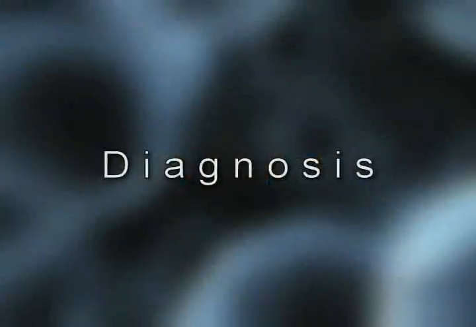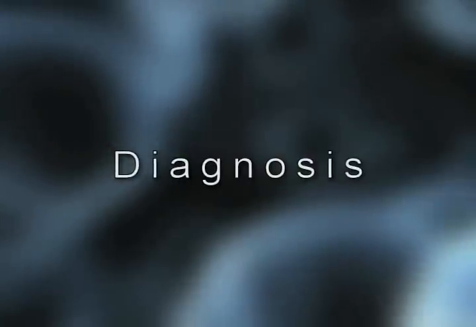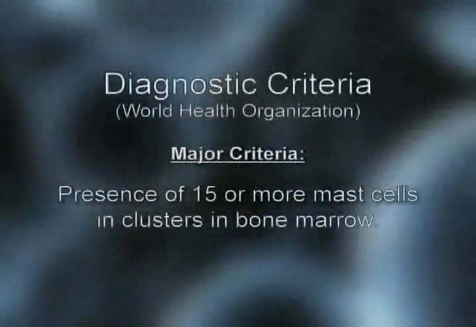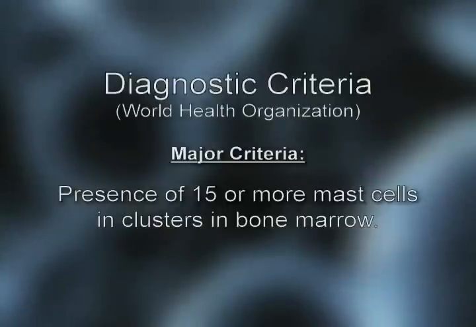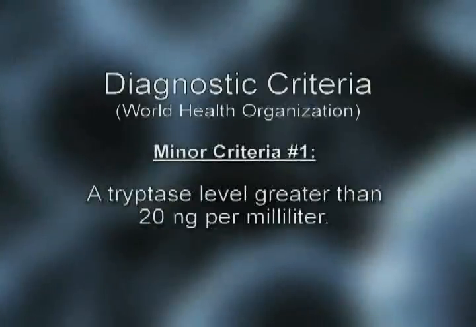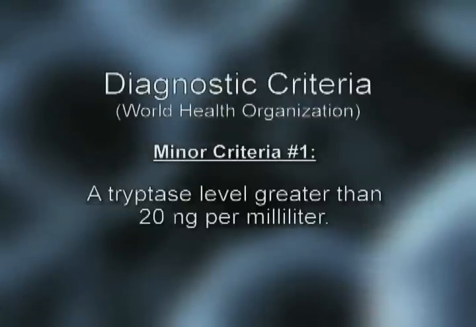And I scratched him, he got a welt that he's never seen in his life. And he turns out to have mastocytosis. The major WHO criterion for diagnosis of mastocytosis is presence of 15 or more mast cells in clusters in bone marrow. In addition to the major criterion, there are 4 minor criteria.